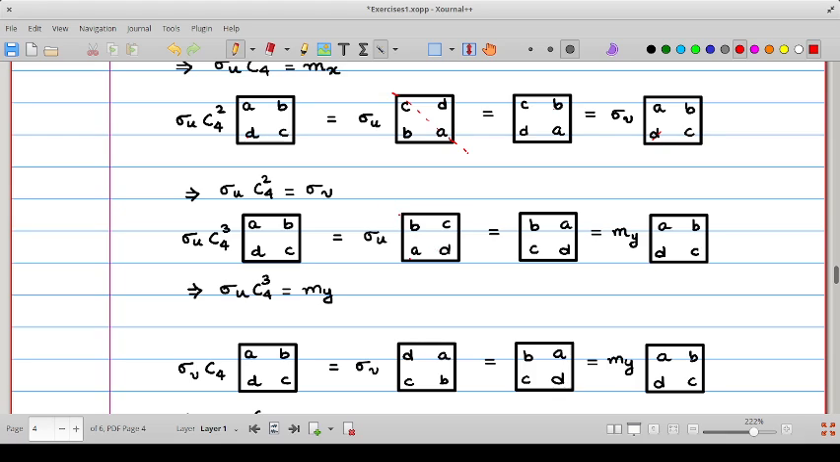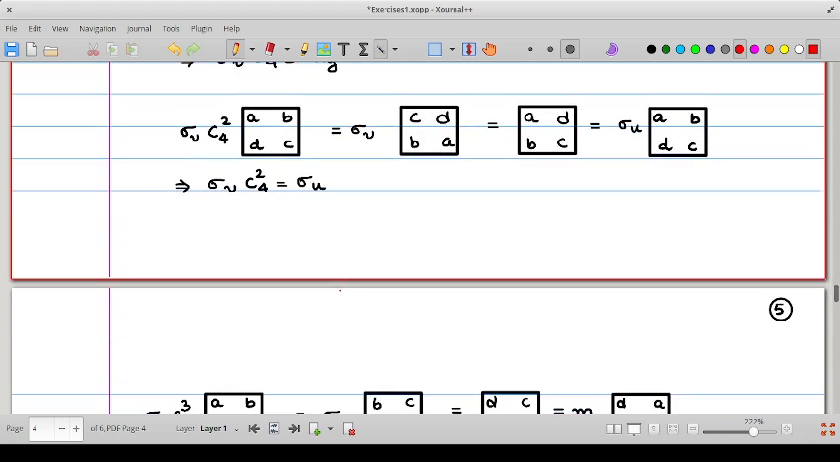Now sigma u is reflection about this plane. So B and D remain the same, and then A and C get interchanged. But then we can see that this is exactly equal to my acting on this original state, because if I put the line corresponding to the plane giving the reflection my, we see that A and B have to interchange, so we get B and A, and C and D have to interchange to get D and C. So we immediately see that sigma u times C4 cube is equal to my.